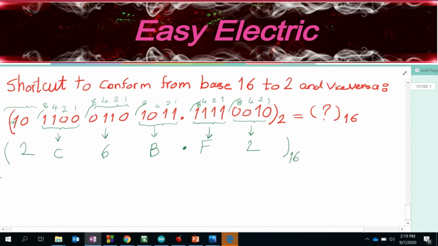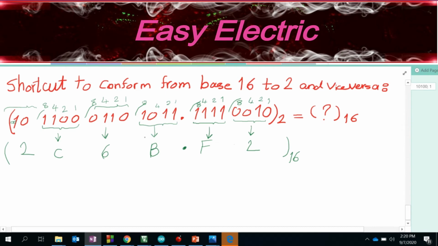First, in the first shortcut, we learned to move from base 2 to base 8. And the next one is to move from base 2 to base 16. So if I give the opposite of that, it works again.